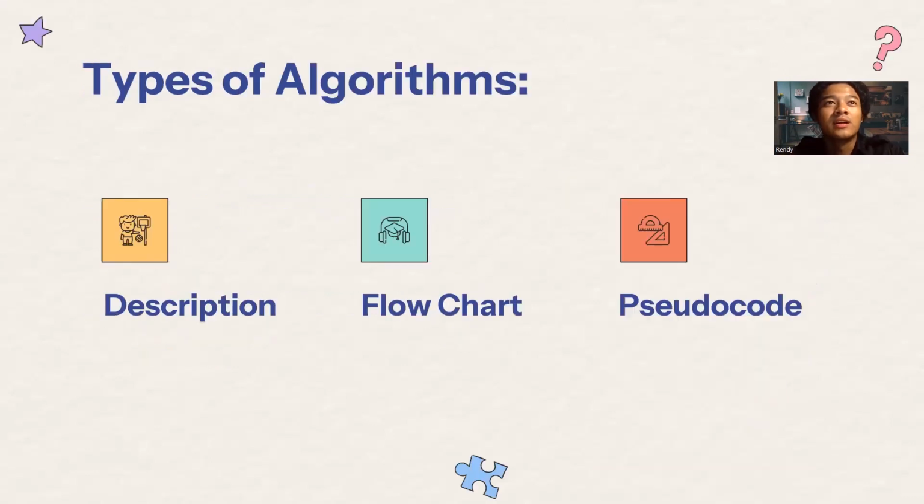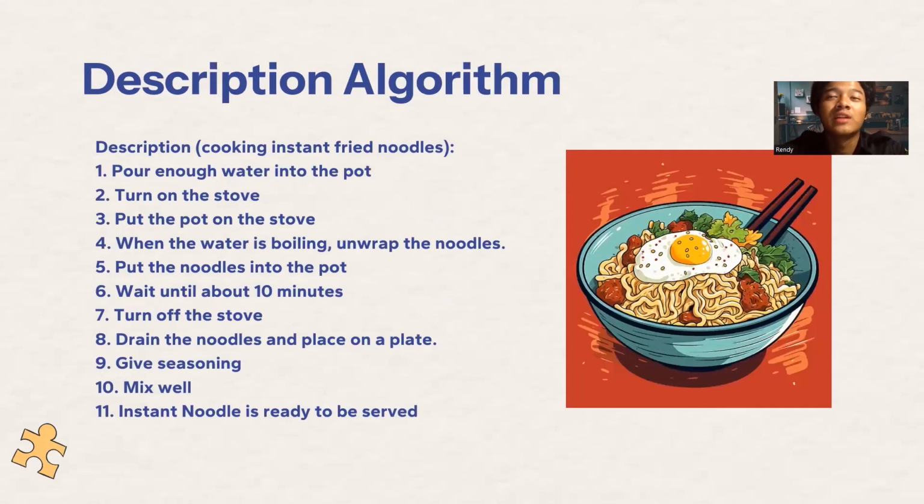And then there are several types of algorithm. There are several ways to solve a problem. As you can see, the first is description, and then flowchart and pseudocode. We will dive into these points. So, what is a description algorithm? A description algorithm looks like this. As you can see, it's pure human language, right?